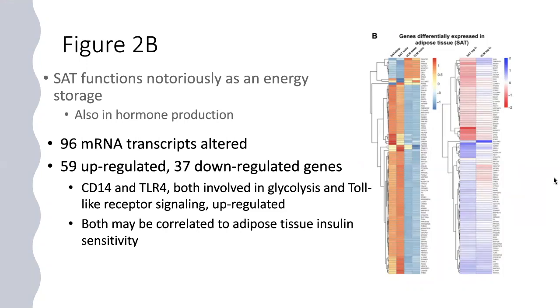affected, because when expression levels of certain genes in the adipose tissue are altered, it has been linked to insulin resistance. And this representation of the data shows that 96 mRNA transcripts were altered significantly. So 59 were upregulated and 37 were downregulated. And among those that were upregulated were CD14 and TLR4, which are both involved in glycolysis and toll-like receptor signaling. And this is important because, like I said, they can be correlated to insulin sensitivity.